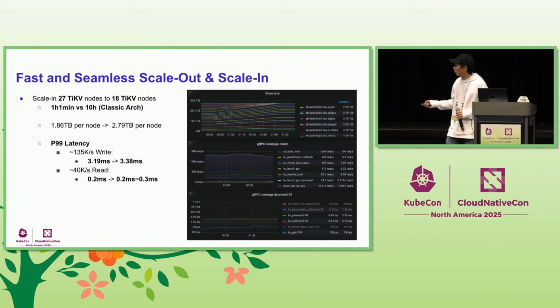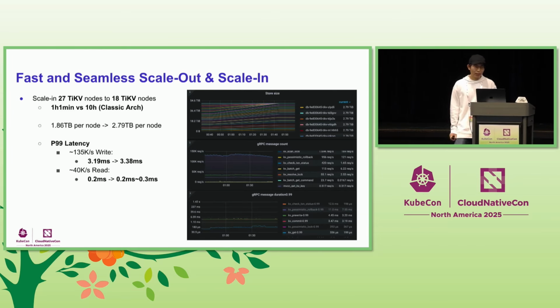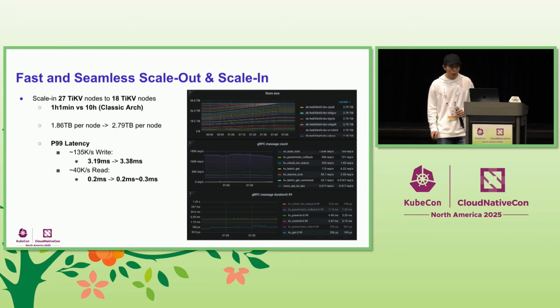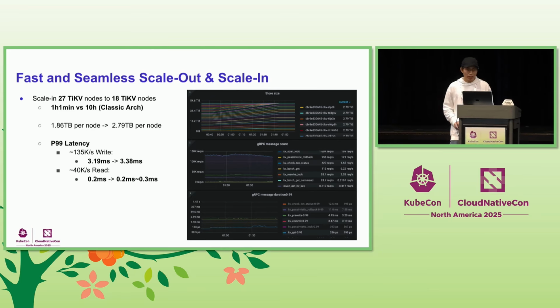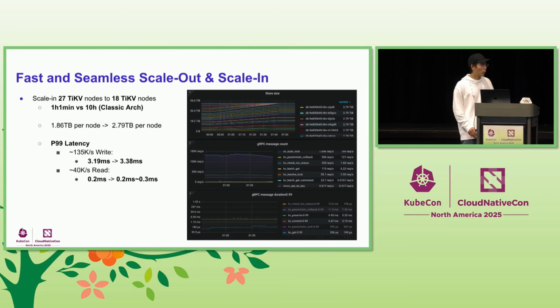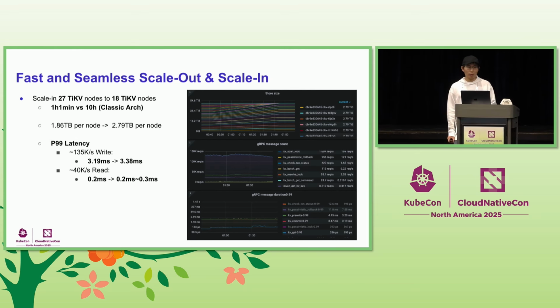When you look at the latency, for the write perspective during the scaling, the latency is only slightly higher, from 3.2 to 3.3 some milliseconds for the P99, with the QPS at 135,000 per second. And from the read perspective, because there are fewer TiKV nodes, the total memory is less than before. So it's around 0.2 to 0.3 milliseconds because you shrink the total memory, so the cache hit ratio is lower than before. But overall, the latency is still promising.